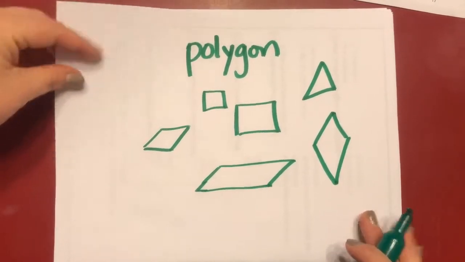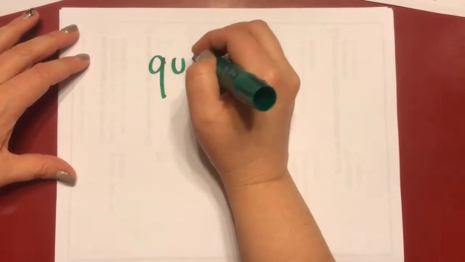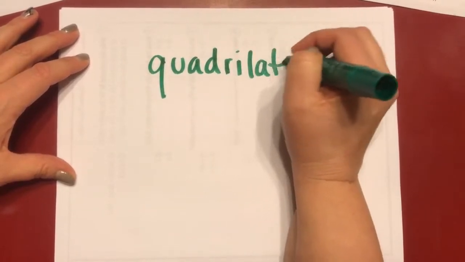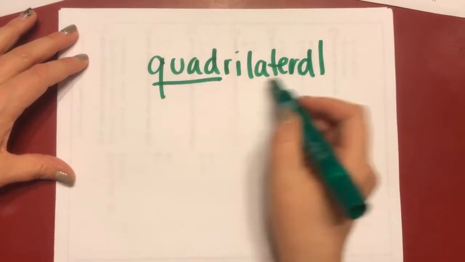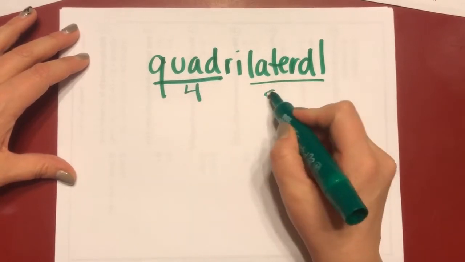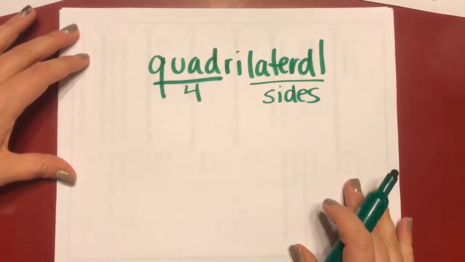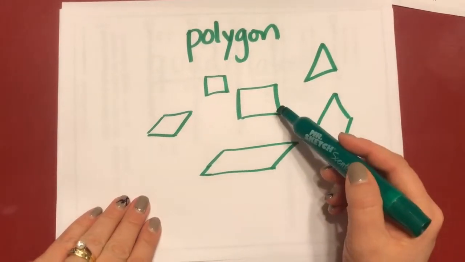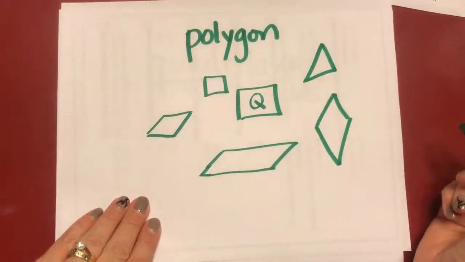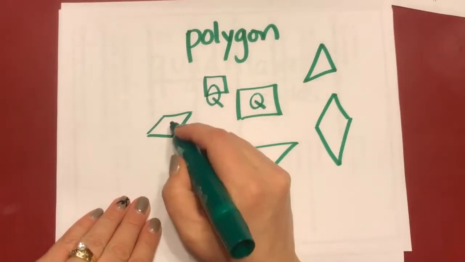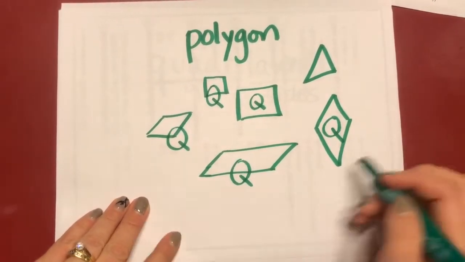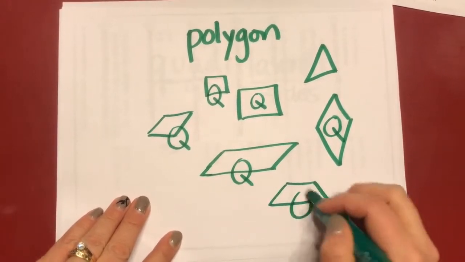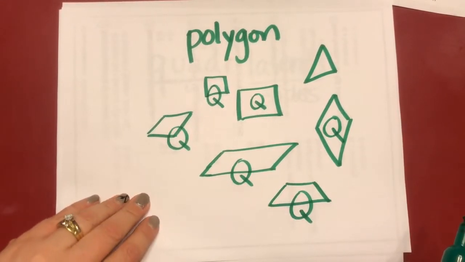Now, another thing that we might look at is a quadrilateral. And a quadrilateral has the prefix quad. Quadrilateral literally means 4 sides. So any shape that has 4 sides is a quadrilateral. So if we go back to this, a rectangle is a polygon, but it's also a quadrilateral. A square is a quadrilateral. A rhombus is a quadrilateral. A parallelogram is a quadrilateral. So is a kite. So is a trapezoid. Those are all quadrilaterals because they all have 4 sides.